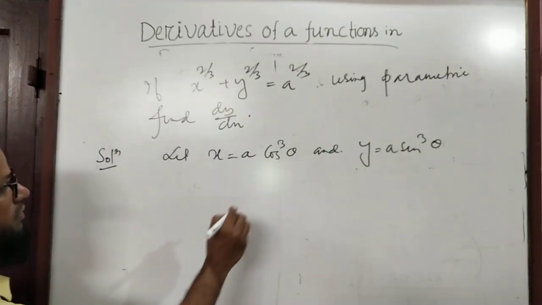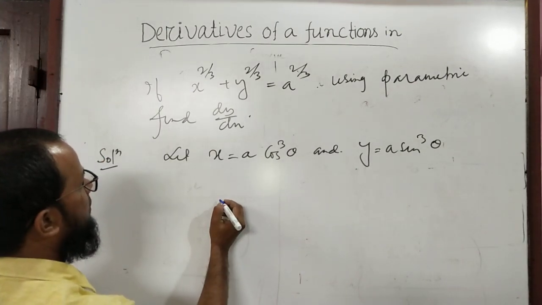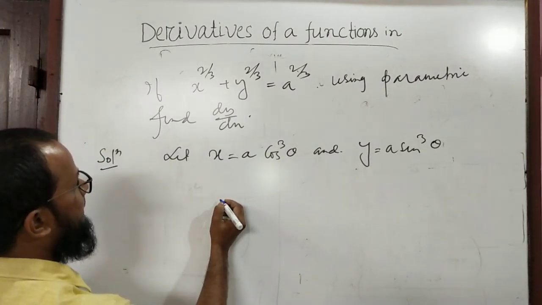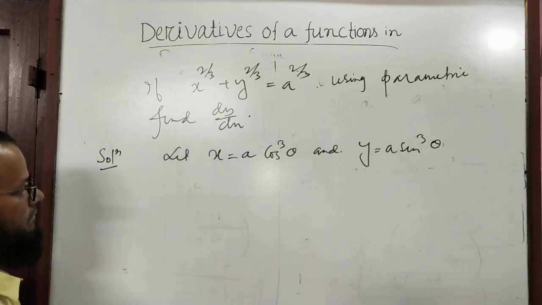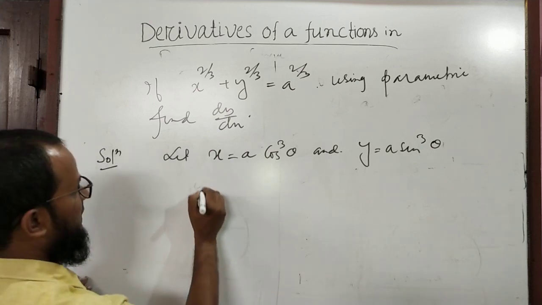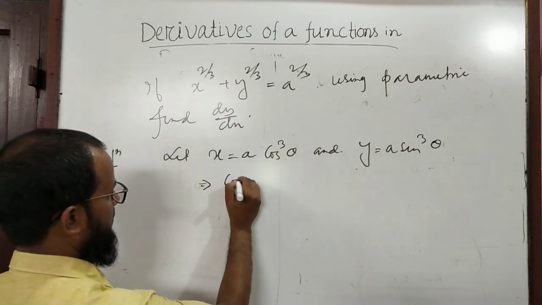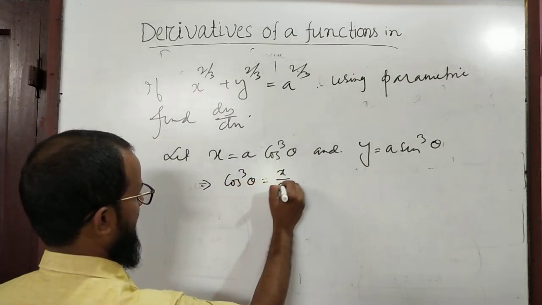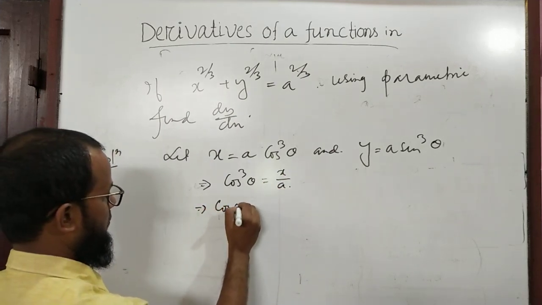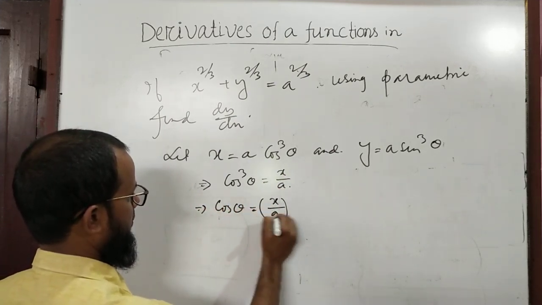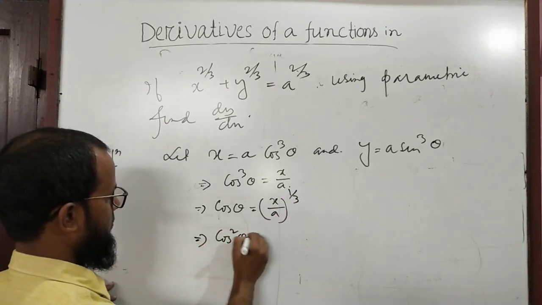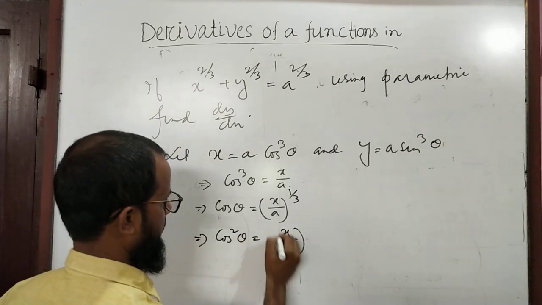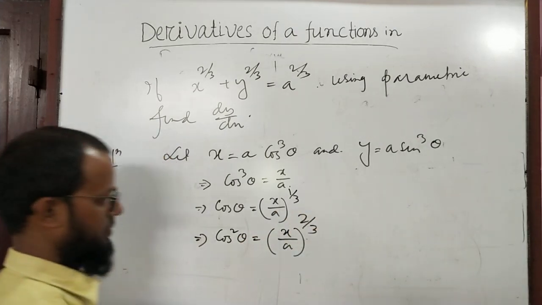Here you see, you can find cos cube theta is equal to x by a, and cos theta is equal to x by a whole to the power 1 by 3. And if you square it, you will get cos square theta equal to x by a whole to the power, by squaring it will become 2 by 3.